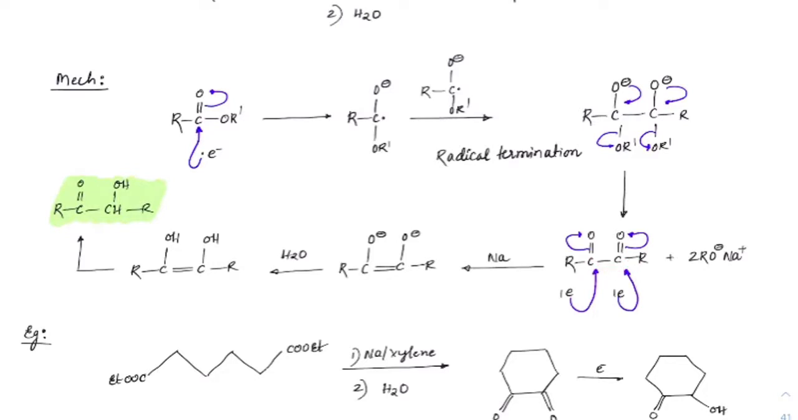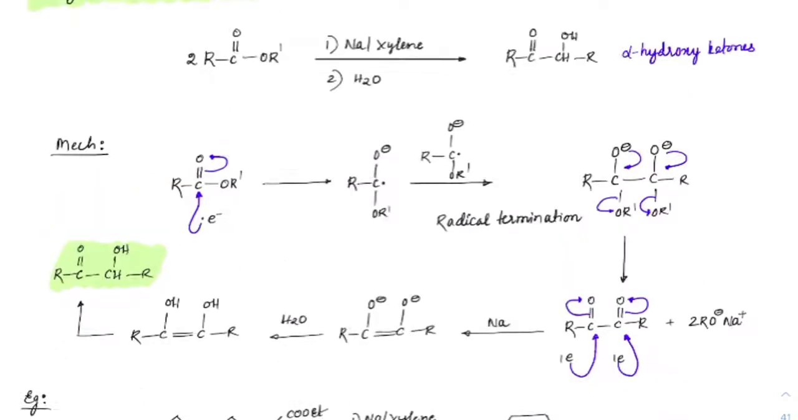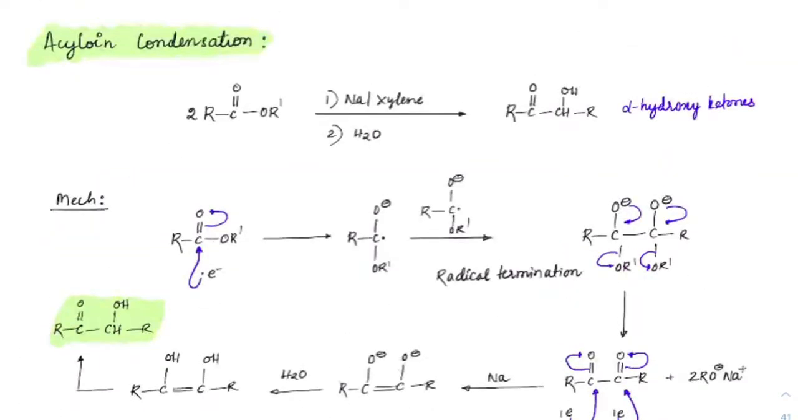Both will terminate to form a double bond. Then on hydrolysis, we'll get OH and OH here. You can see it is an enol form. On either side we can get ketones. If these are not symmetrical, you'll get two ketones. So we will have alpha hydroxy keto forms. This is called acyloin condensation.